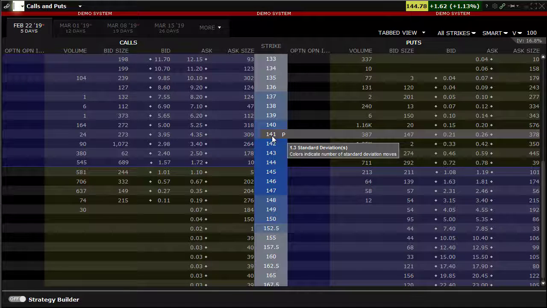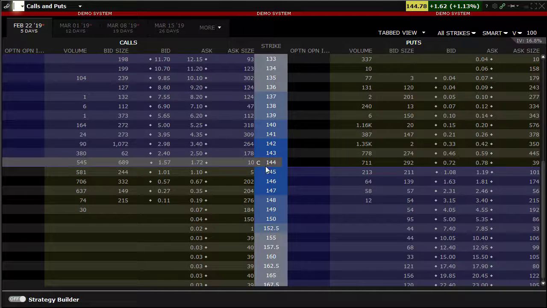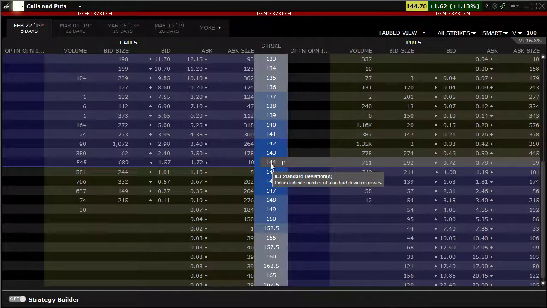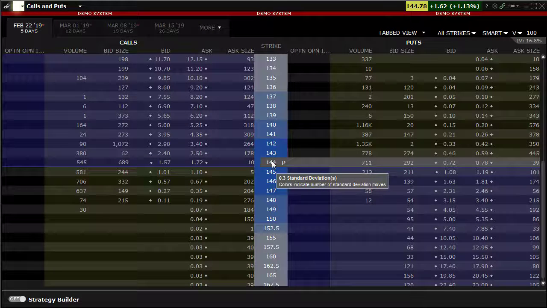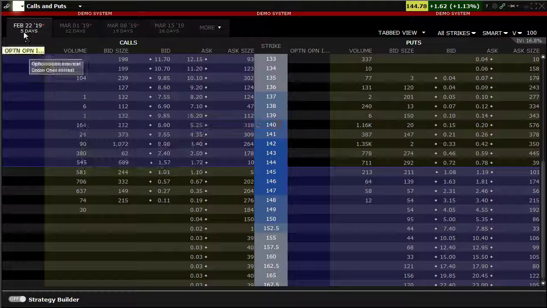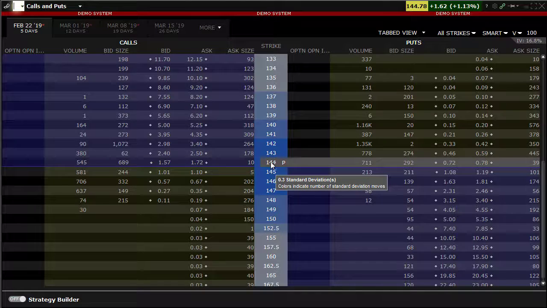Now, call options benefit when the underlying goes up in value. So, for example, if you were to buy this 144 call, you would pay the ask, which is the higher price, which is 1.72 for this option, and if the option trades to 1.40 to 1.50, say, on expiration, which is in 5 days, you'll be up $6 in it.